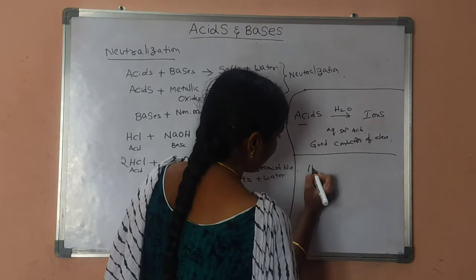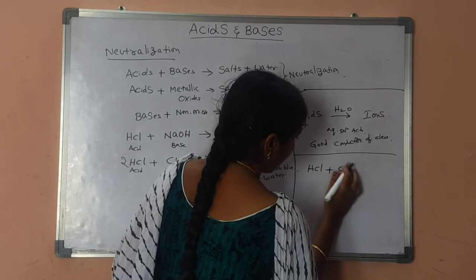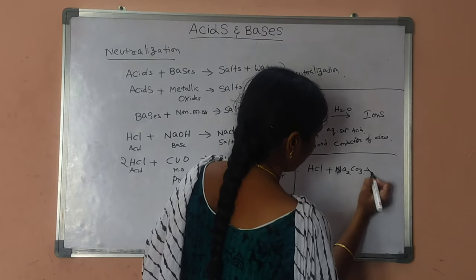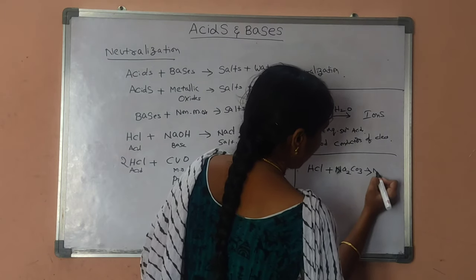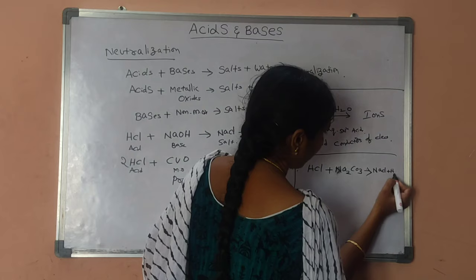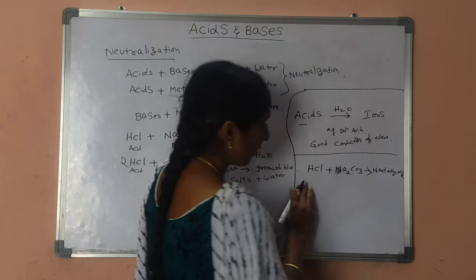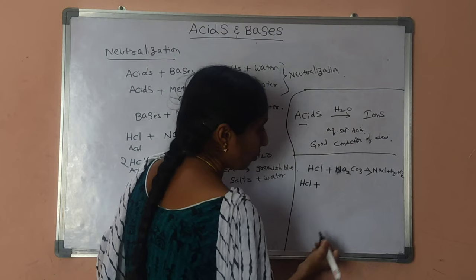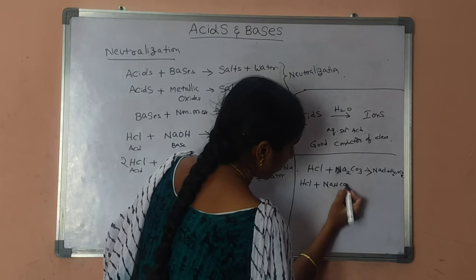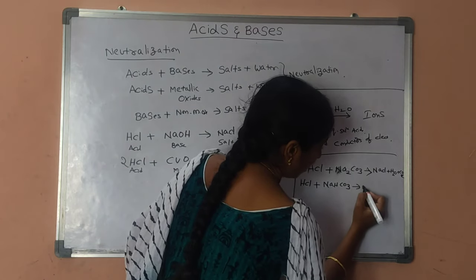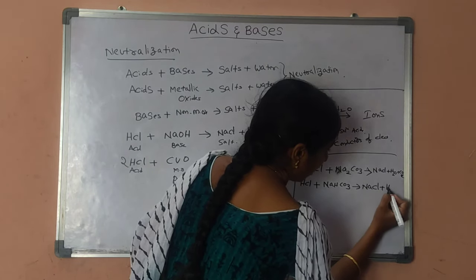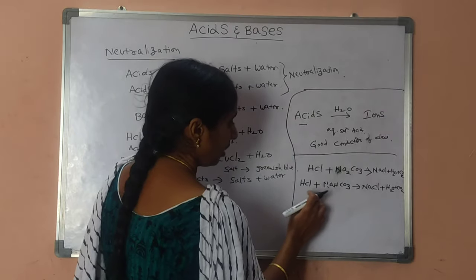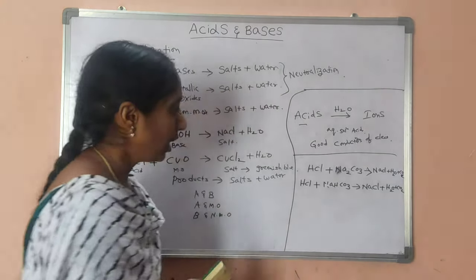Examples: acid means HCl, carbonates Na2CO3, meaning sodium carbonate. Which gas is liberated? Carbon dioxide. NaCl plus H2O plus CO2. So acids react with carbonates to produce carbon dioxide. Acids react with bicarbonates, meaning NaHCO3, sodium bicarbonate. We will get NaCl plus H2O plus CO2. Okay? NaCl, H2O plus CO2. Clear? Next.